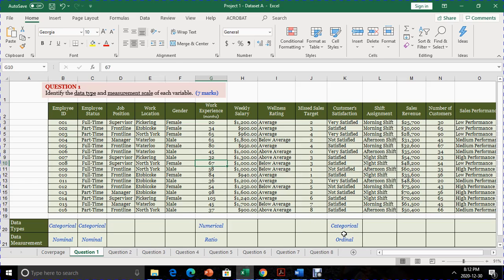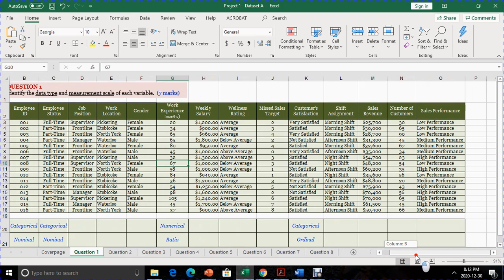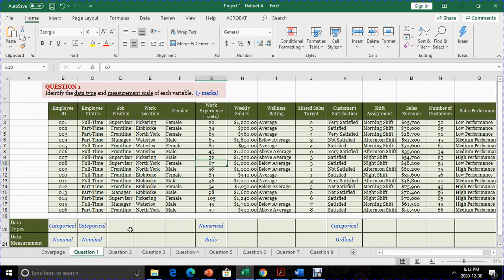So this is exactly what I would like you to do. I would like you to go through the rest of this and identify the data types and the data measurement. And you have to get the concept from the lecture notes. That should really guide your thought and your understanding as to how to classify these data in terms of the types and measurement scale. And that's it for question 1.